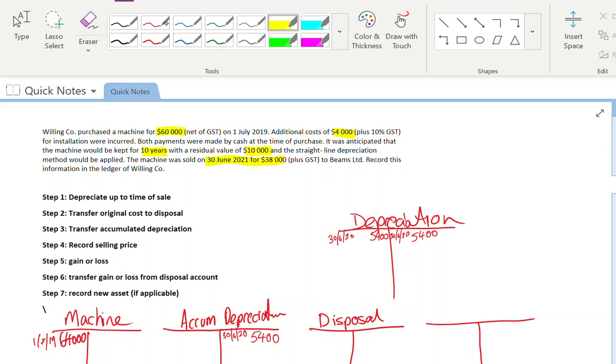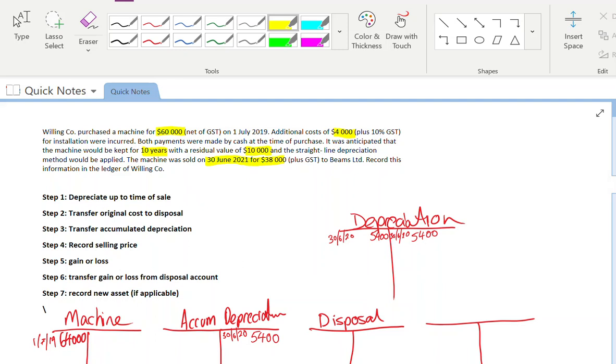The first step in the process is to depreciate up to the time of the sale. We're pretty lucky here, it's the 30th of June, but sometimes it might be the 1st of April, which means we'll have to make adjustments to get the depreciation right. But the point of this video really is just to take you through the steps.